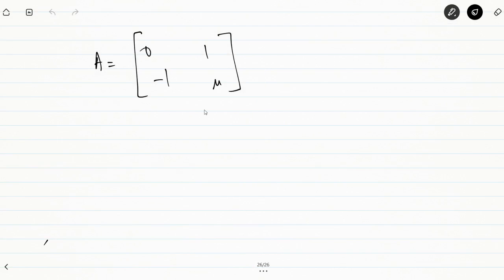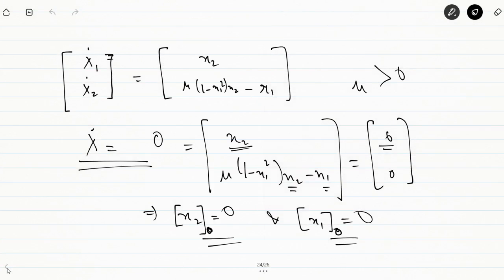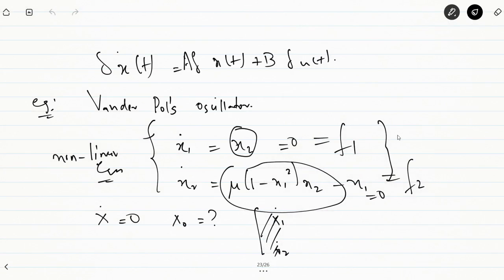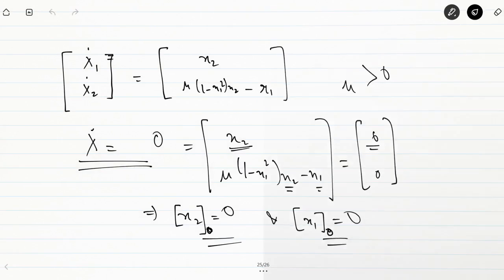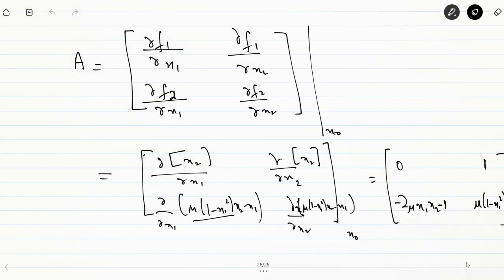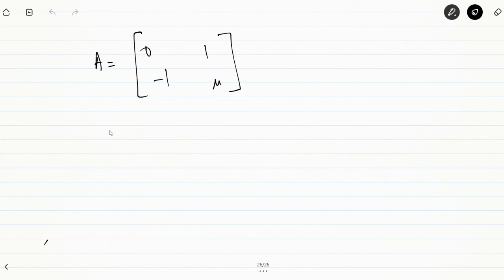Now in this case particularly, there was no dependency on u. Nowhere in these equations is there a u, so there is no B matrix actually in this case. So we cannot find out the B matrix in this case. Only the A matrix is here. So in other words, you can now say that your linearized model is something like this.